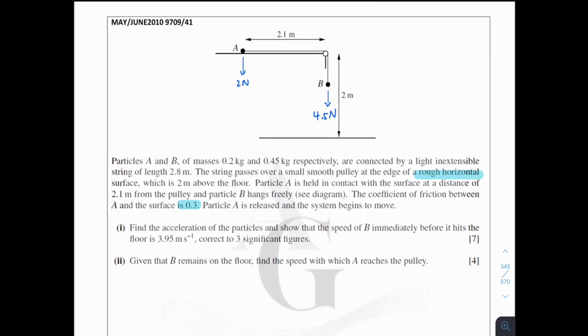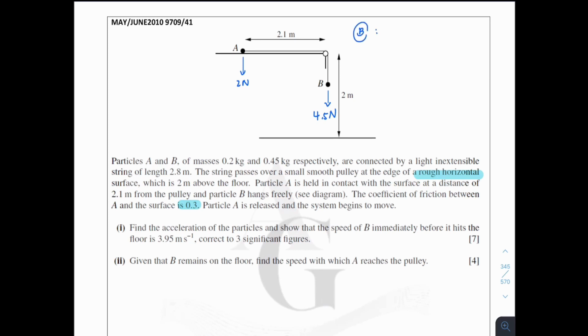Alright, so let's solve for the first part. How to find the acceleration of the particles? Both the particles are connected, so they should travel with the same acceleration. For this kind of question, it's actually a standard question. How to find out the acceleration? You just need to form 2 equations. So for now, let's have a look at the particle B.